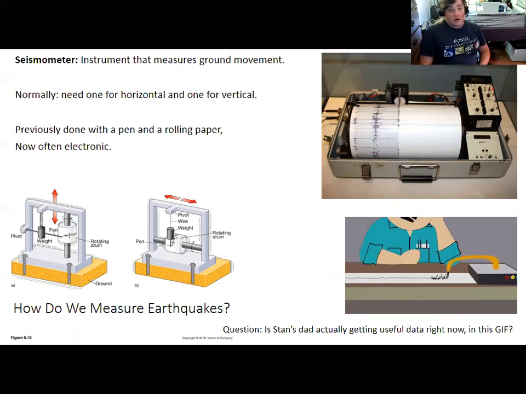And the classic model is to use the one like Stan's dad from South Park is using here, where you just have a pencil that's sort of scribbling. A lot of these are electronic now, though. A lot of them generate an electronic signal instead. It's still very useful to have the pen rolling on paper ones sometimes, because they are a bit easier to maintain, and they're sometimes very useful for remote or difficult to reach stations, especially ones where they can't easily establish an internet connection. Now, is Stan's dad getting all the information he needs about the earthquake from just this one seismometer?